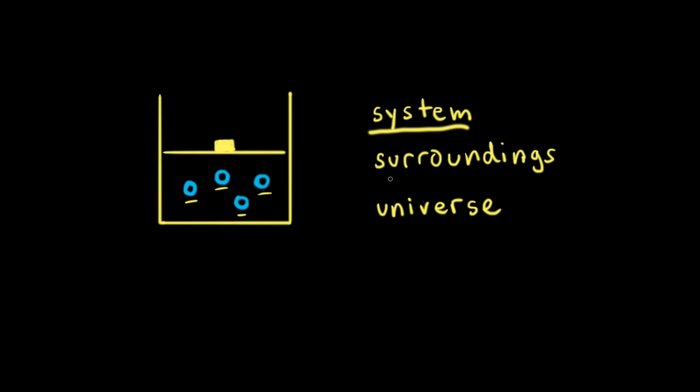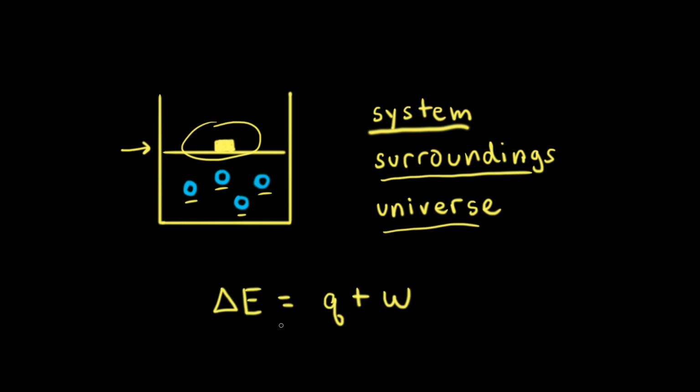The surroundings are everything else in the universe. So that would include this piston here and the cylinder in which the gas is in. And the universe consists of both the system and the surroundings. Next, let's look at the first law of thermodynamics, which can be summarized by writing delta E is equal to Q plus W. Delta E is the change in the internal energy of the system.